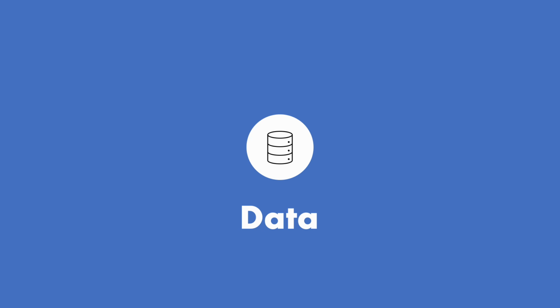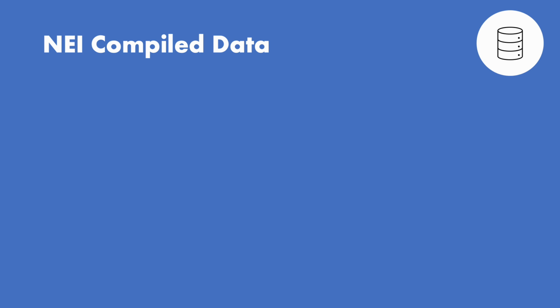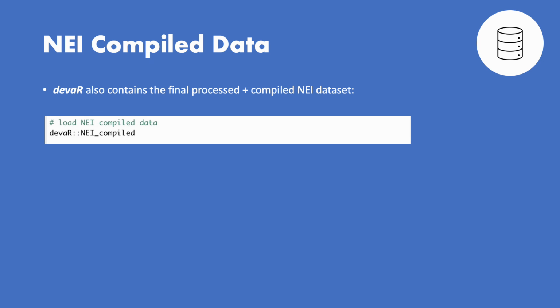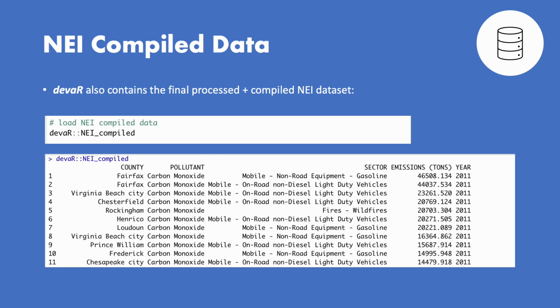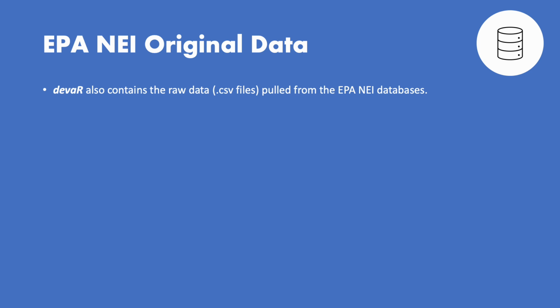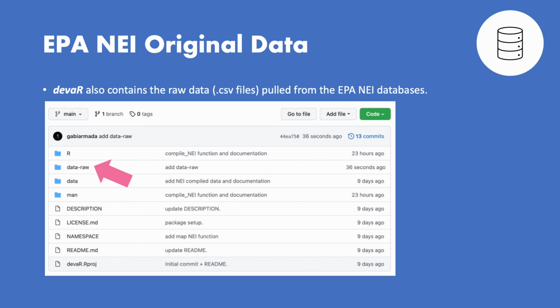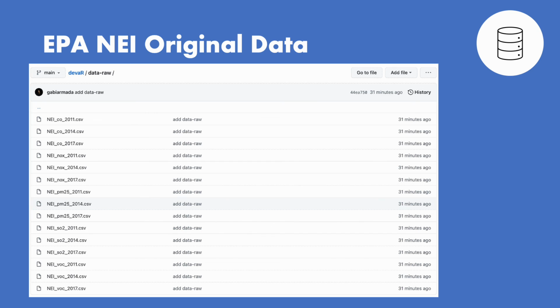Now onto the data that is contained in this package. It contains the NEI compiled data, which is the final processed and compiled NEI dataset. To load it into your RStudio environment, you call devaR and NEI compiled, and this is the output. The devaR package also contains the raw data, which is the CSV files pulled from the EPA NEI databases, which is contained in this data-raw folder. There's about 15 CSV files that you can use for processing and compiling.